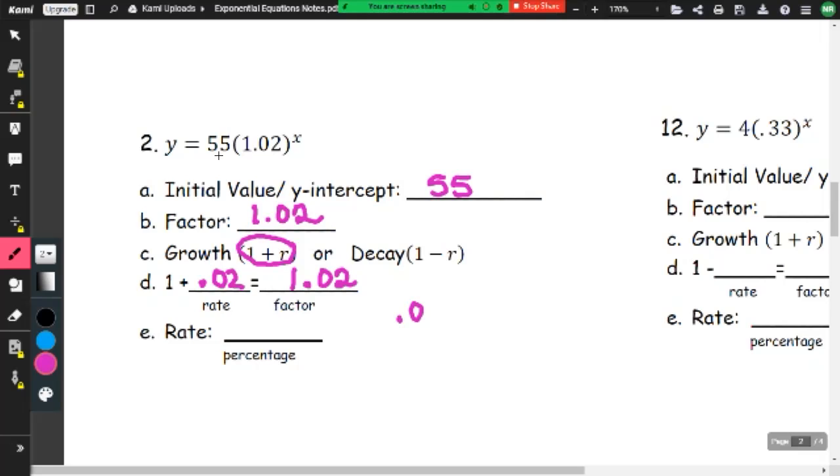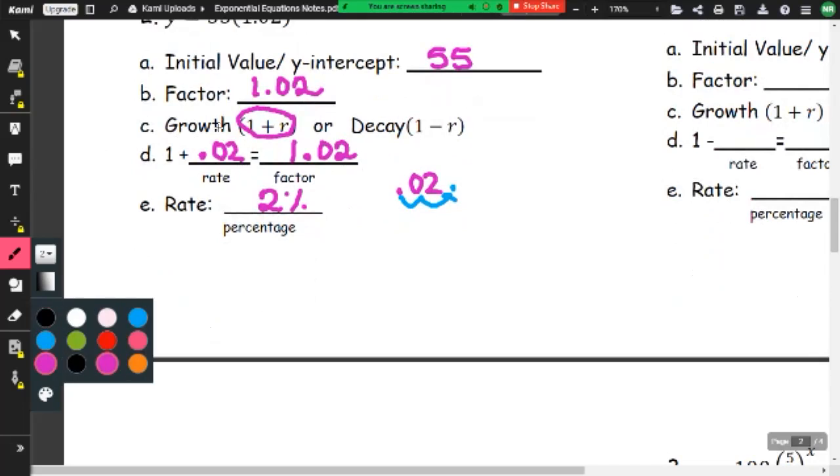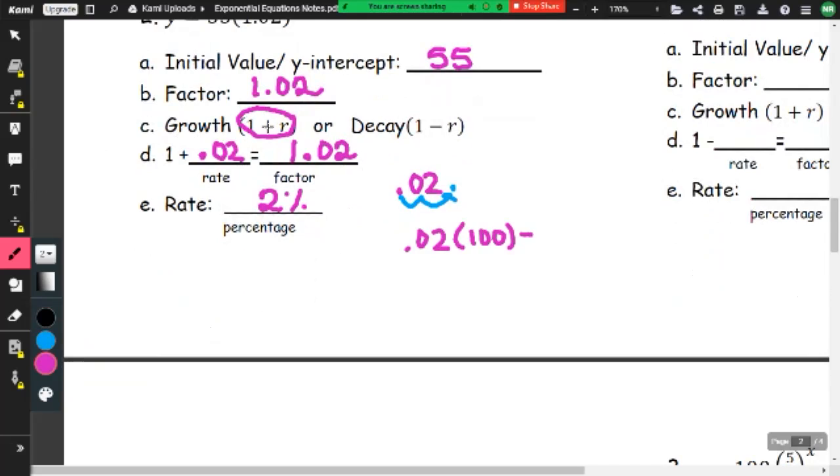So I take the 0.02. I can either move the decimal 2 to the back, and I get what? 2%, or take the 0.02 and multiply it by 100, and it should give you 2. Questions? All right. Let me know if I'm going too fast, if you need me to slow down so you can copy.